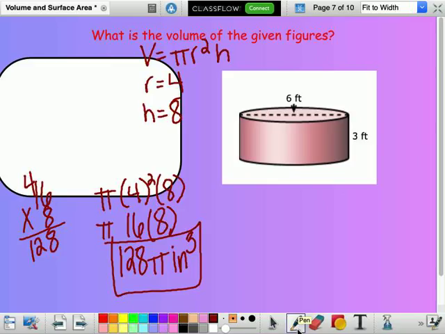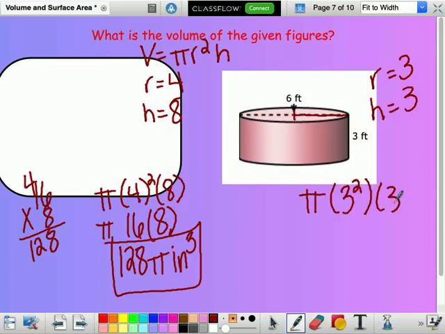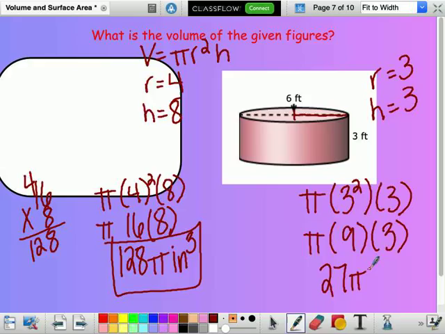All right, so again, I'm trying to find my radius and my height. My radius goes halfway across. This is going the whole length, so it's half of 6, which is 3, and the height is 3. All right, so I have pi times 3 to the second power times 3. This is going to be an easy one. 3 to the second power is 9 times 3. This is 27 pi. That is feet cubed.